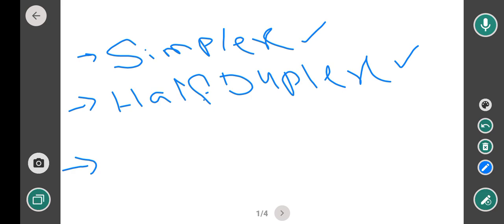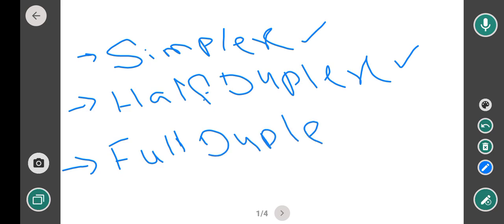I would like to show you the third type of communication, that is full duplex. Full duplex is whenever both persons communicate at the same time. If we are using mobile communication, both persons can hear and speak at the same time. These devices are known as full duplex.